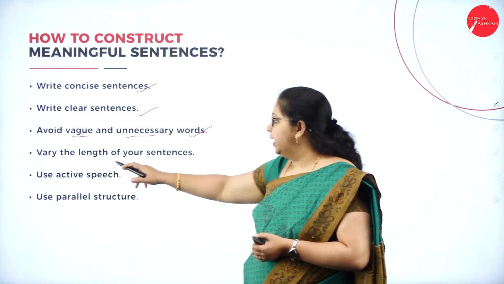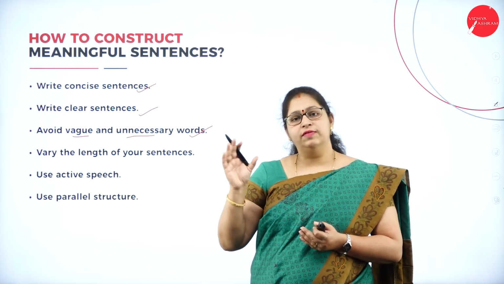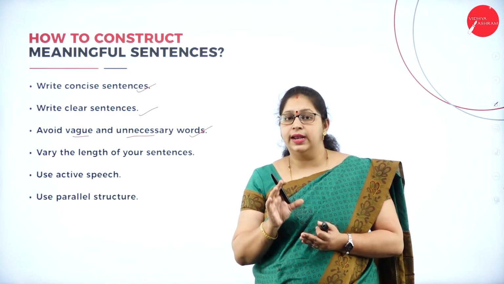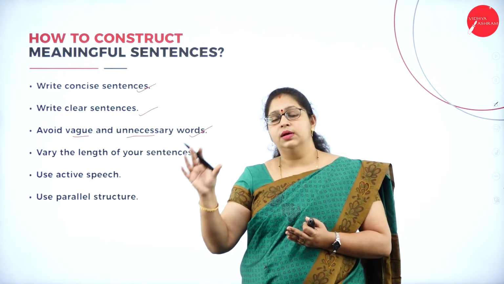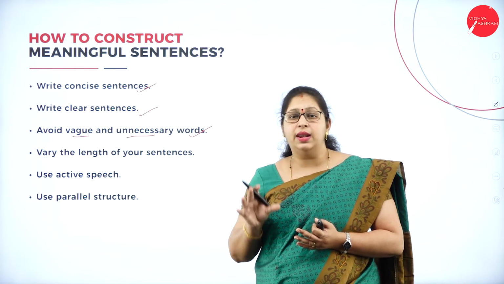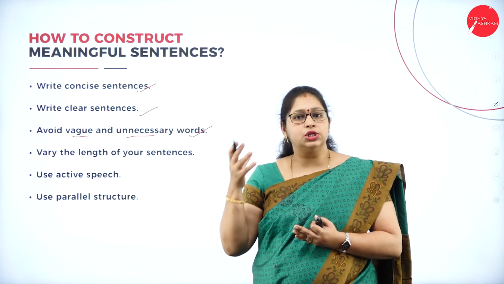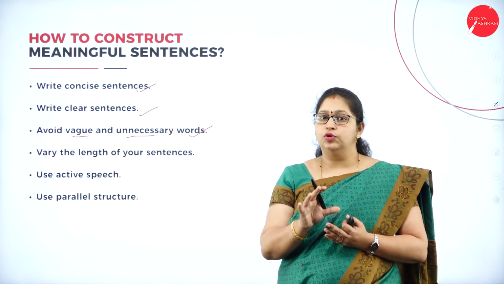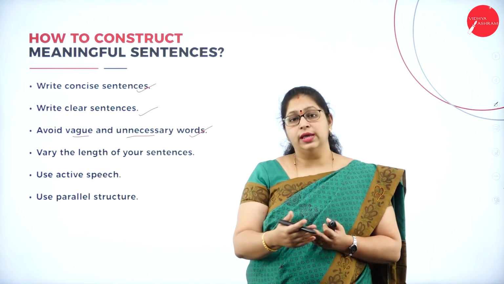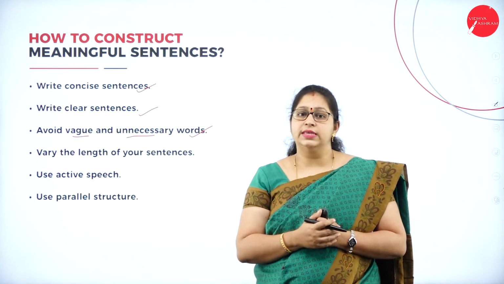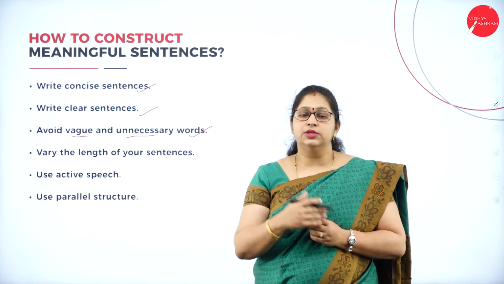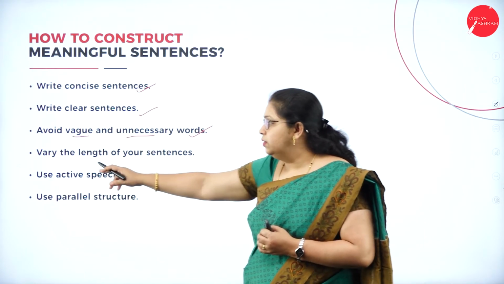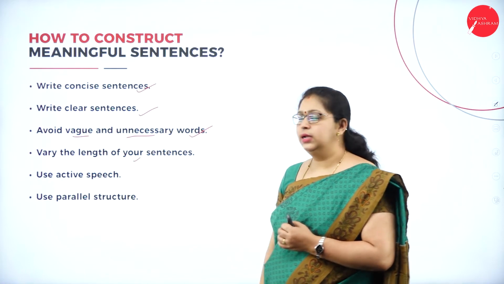Then vary the length of your sentences. Always in a conversation, the sentences should vary, the length should vary. You should not make sentences of same length. It will be monotonous to hear. So your sentence must be varying. The length of the sentence should be varying. So there you can use different kinds of sentences, like the imperative sentence when you are commanding. Those can be used in a proper way. So vary the length of your sentence.